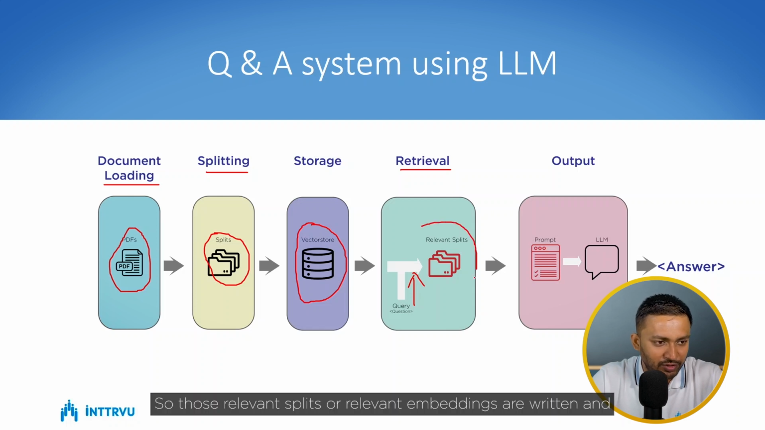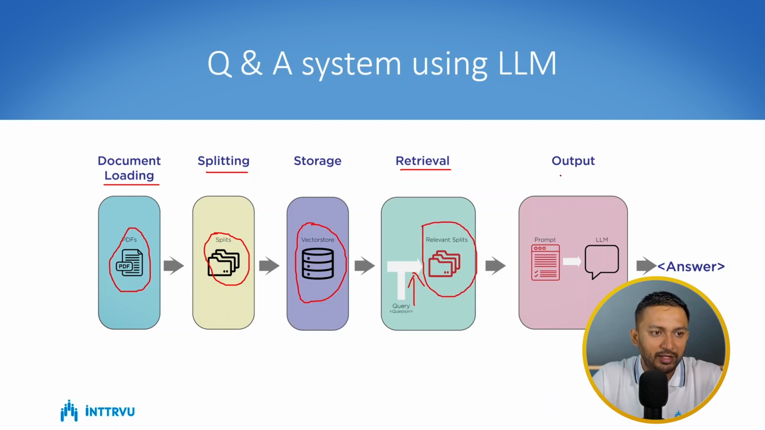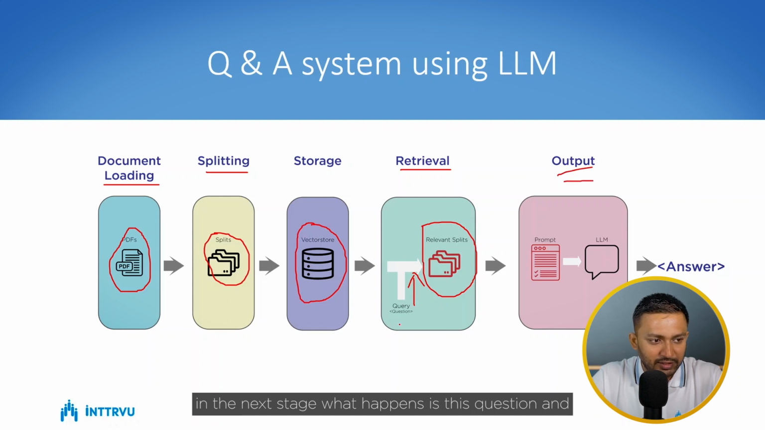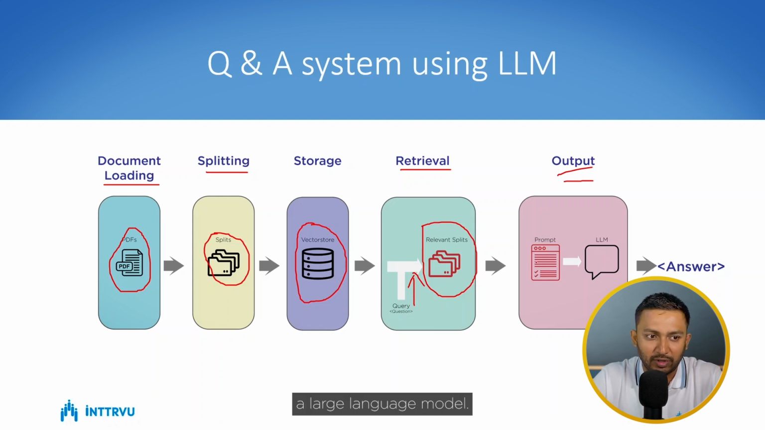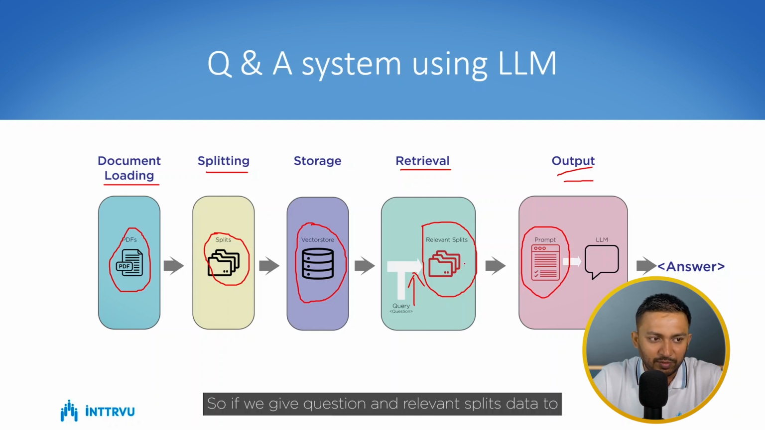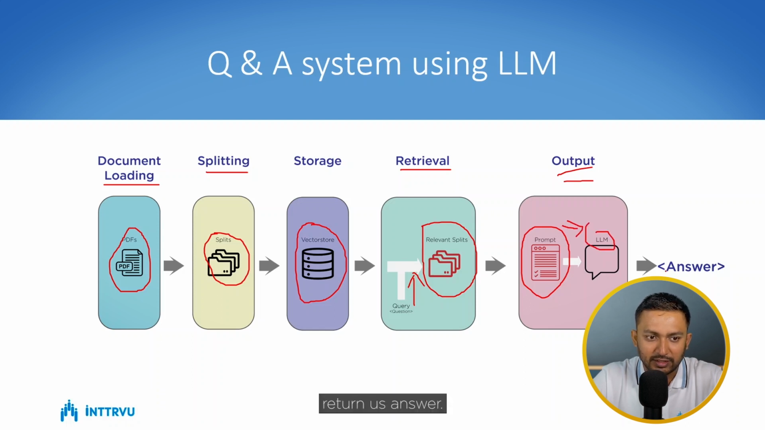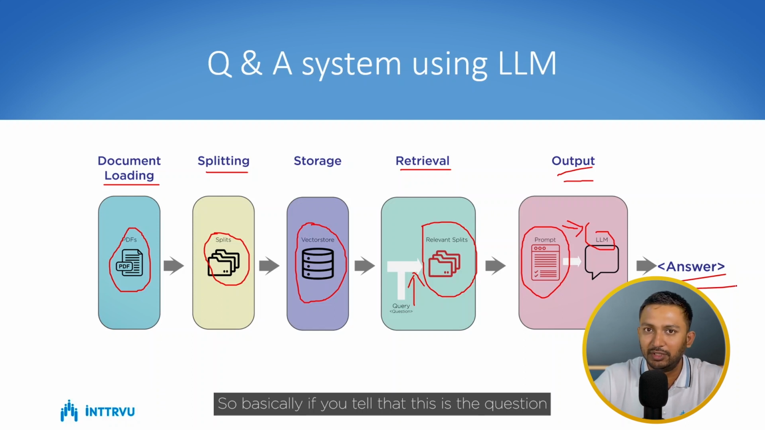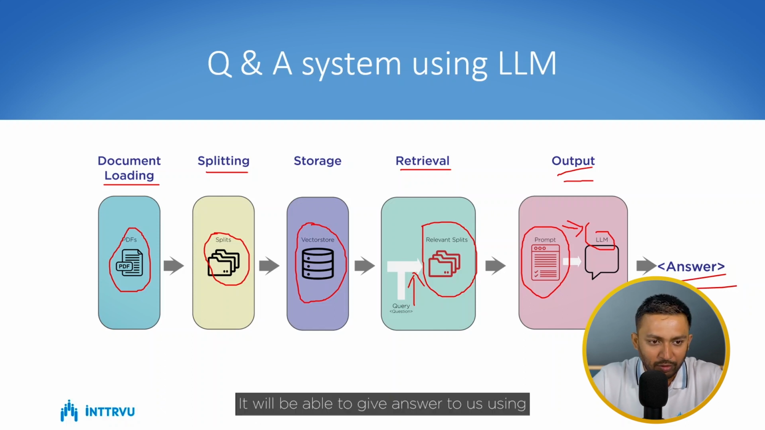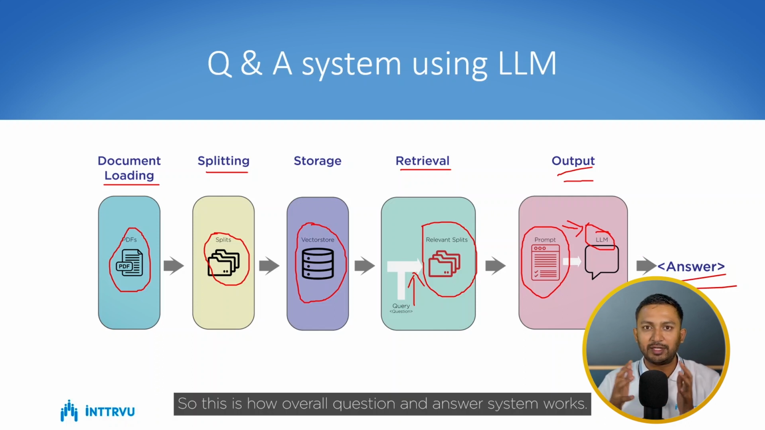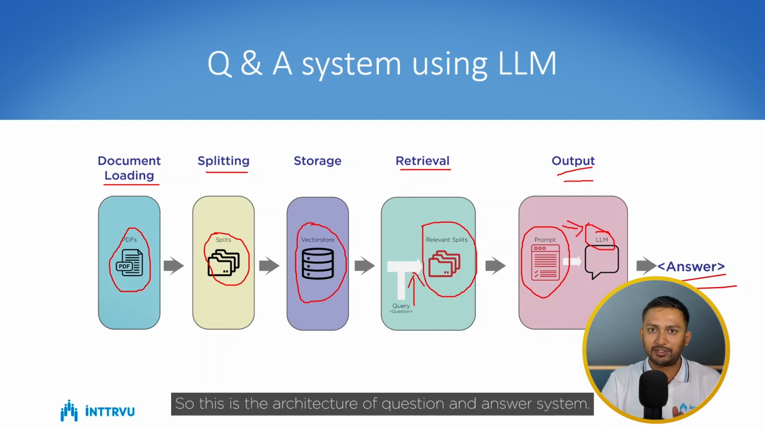Those relevant splits or relevant embeddings are returned, and in the next stage this question and the relevant splits are converted to a prompt for a large language model. If we give the question and relevant splits data to the large language model in the form of a prompt, it would return us an answer. Basically we tell it that this is the question and these are my most relevant splits, can you give me an answer for this question? It would be able to give us the answer using the large language model. So this is how the overall question and answer system works. This is the architecture of a question and answer system.